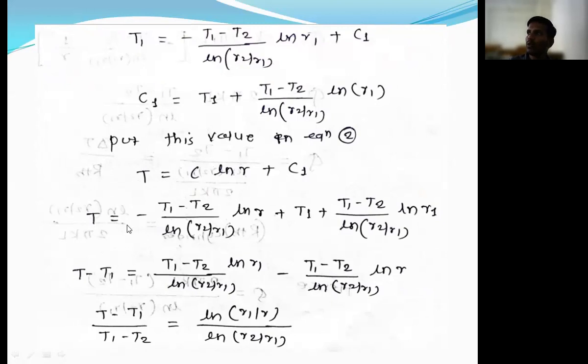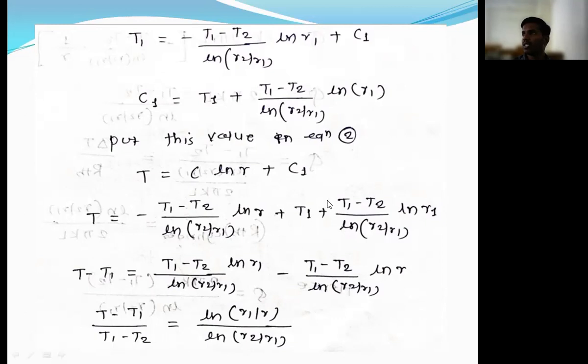Okay, so T is equal to, what is the value of C? The value of C is minus (T1 minus T2) divided by ln of R2 by R1. So this is the value of C into ln R, plus what is the value of C1? So this is the value of C1. So we have to put this value of C1 into this equation. So T1 plus (T1 minus T2) divided by ln of R2 by R1 into ln of R1.